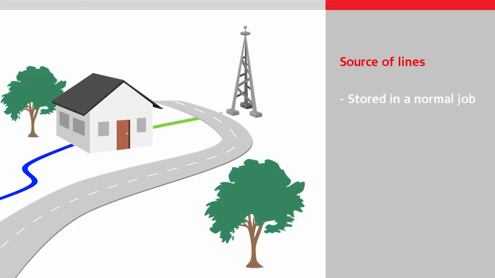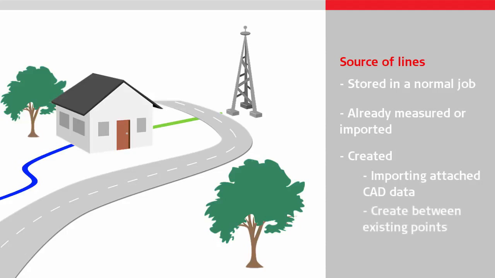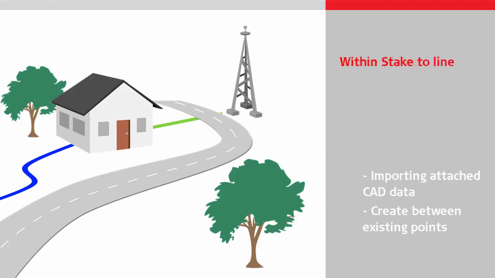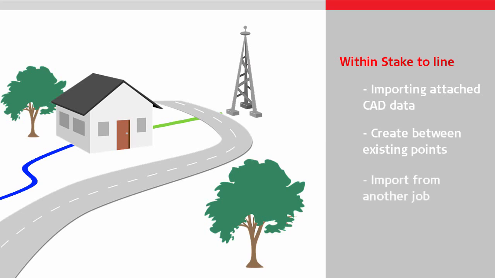Either the line already exists in a job, for example, it was already measured or imported, or it will need to be created, for example, by importing attached CAD data, or creating a new line between existing points. Within the Stake to Line app, it is possible to import a line from attached CAD data, create a line based on existing points in the job, or to import a line from another job.